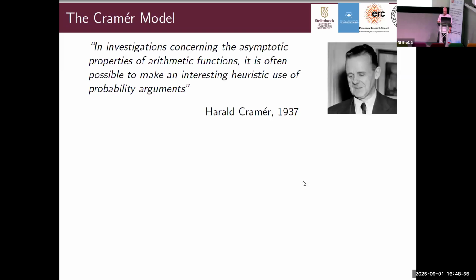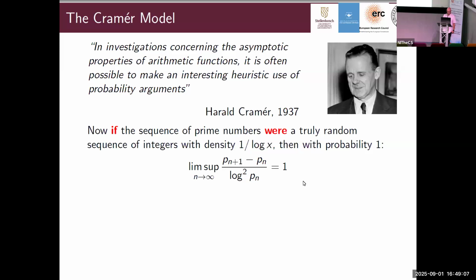Okay, Cramér has this philosophy, which is actually used quite often. He says that in investigations concerning the asymptotic properties of arithmetic functions, it's often possible to make an interesting heuristic use of probabilistic arguments. Here is the game he was playing. He takes a bag of black balls and white balls, and supposes that the black balls are the primes and the white balls are the composites. We start extracting balls, and the probability at step n of extracting a black ball is 1 over the logarithm of n. And he takes all the sequences that have this property.